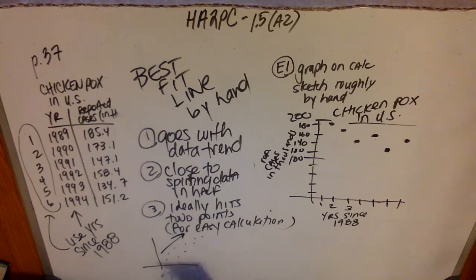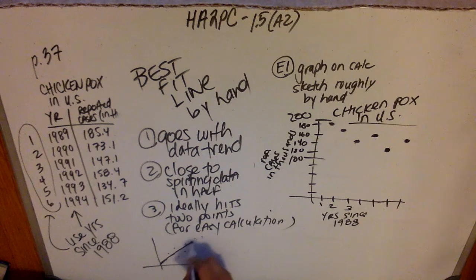This arrow does go with the trend of the data, but is sitting above the data, not cutting the data sort of in half, right? So what I want ideally is a line that kind of goes through the middle, cutting this mostly in half, and also conveniently hits a couple of points. Yeah, that wasn't great. I can do better.